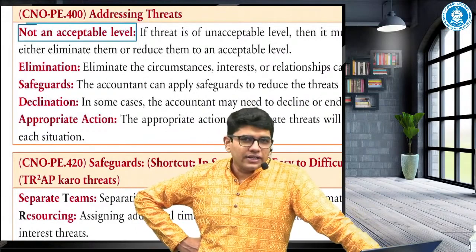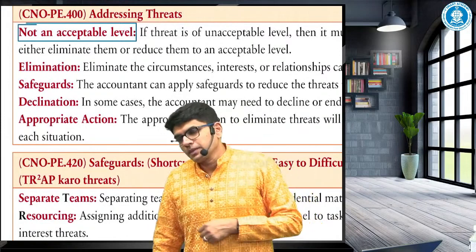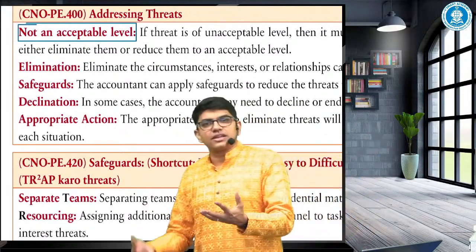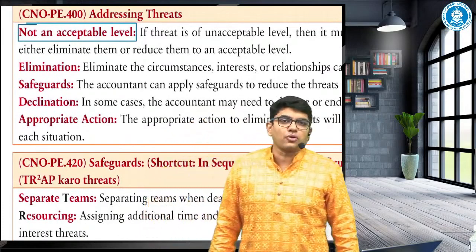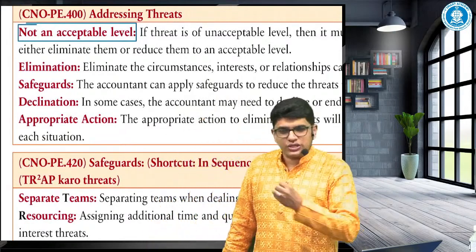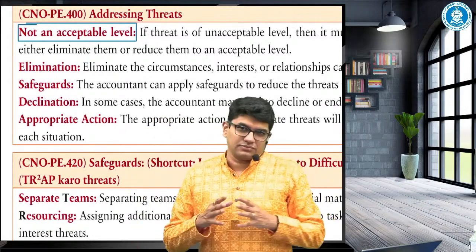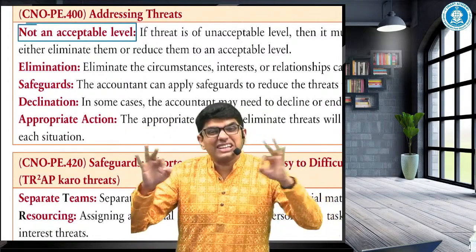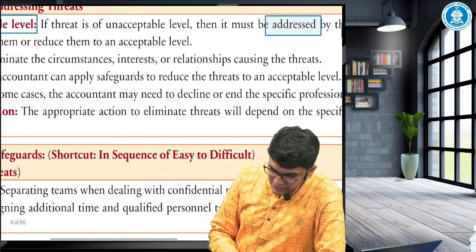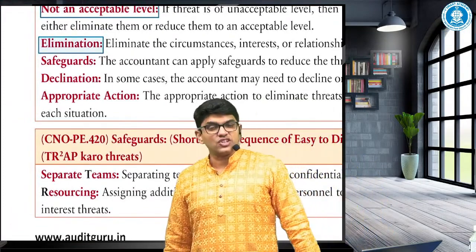Elimination means you identify the reason why this threat is there. This threat is because of some shareholding or debenture holding. This threat is because of some business relationship. So understand why this threat is there. What is the root cause of the threat? And is it possible for you to get rid of the root cause? Can you sell the shares? Can you stop the business relationship? That is called eliminating the threat. Eliminate the circumstances, interests, relationships causing the threat. Think about it. Is it possible for you to eliminate that for this project? If that is possible, do that.